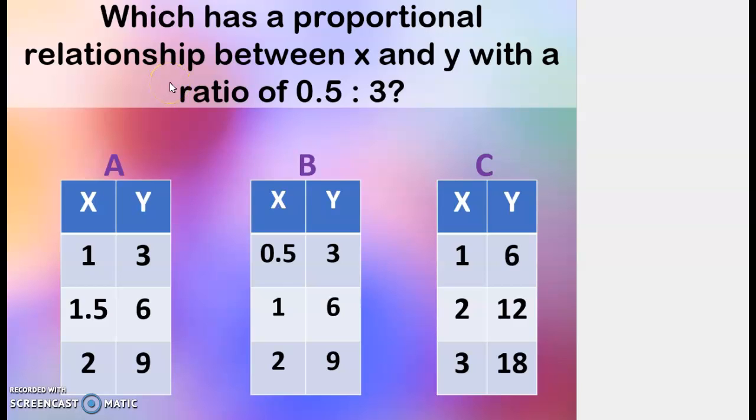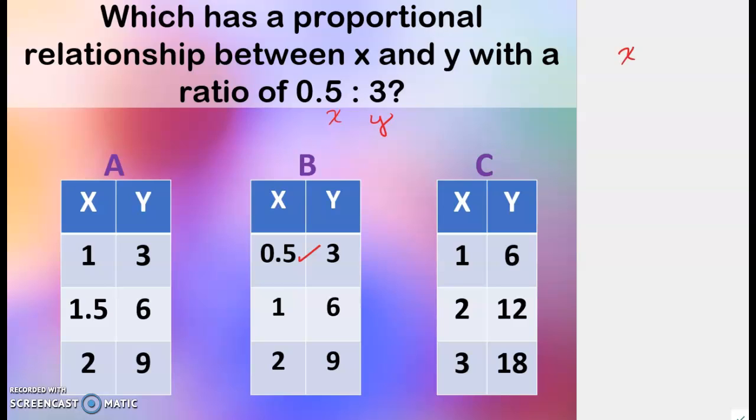which has a proportional relationship between x and y with the ratio of 5/10 to 3. So the 5/10 is your x, and your 3 is your y. Now if you notice on these, only one starts with 5/10 and 3. We know that one works, but the others already start with something different. So I'm going to try a different strategy this time.